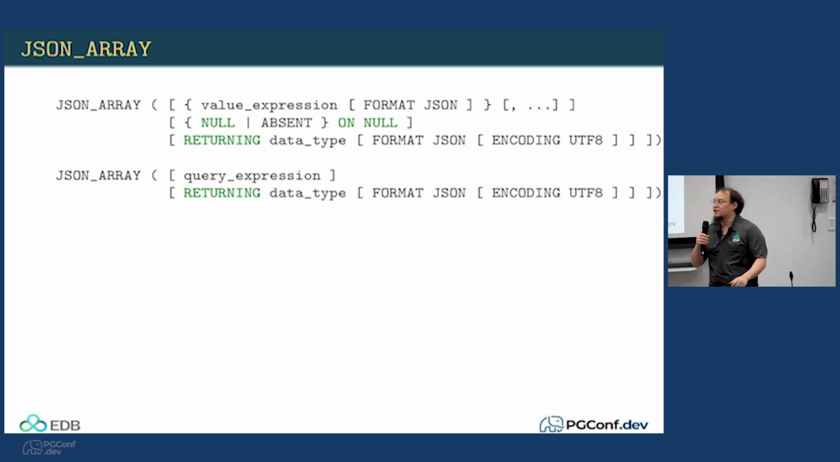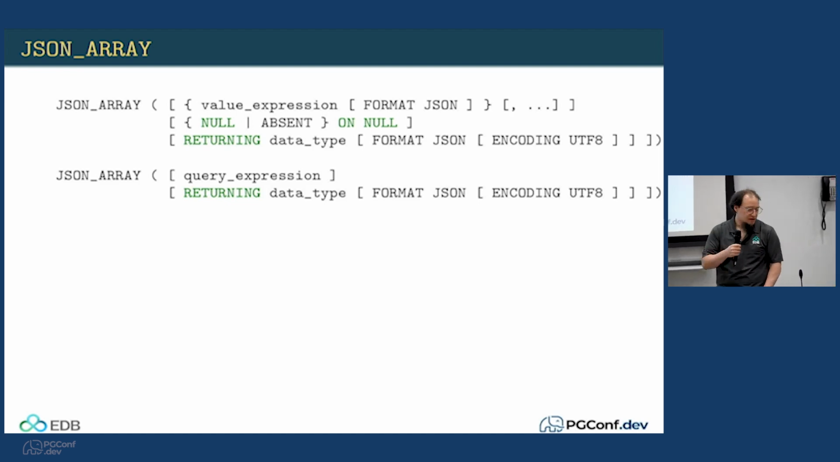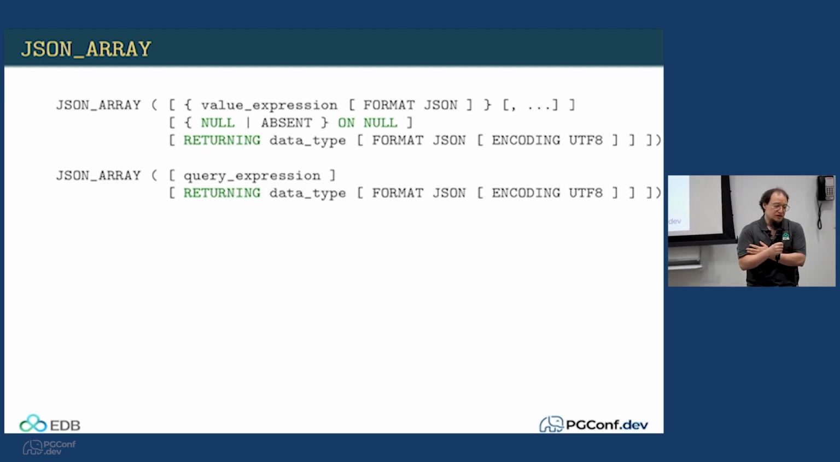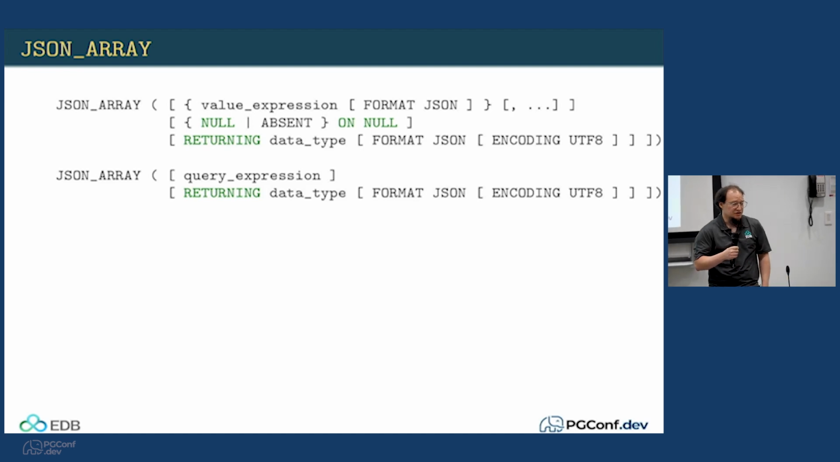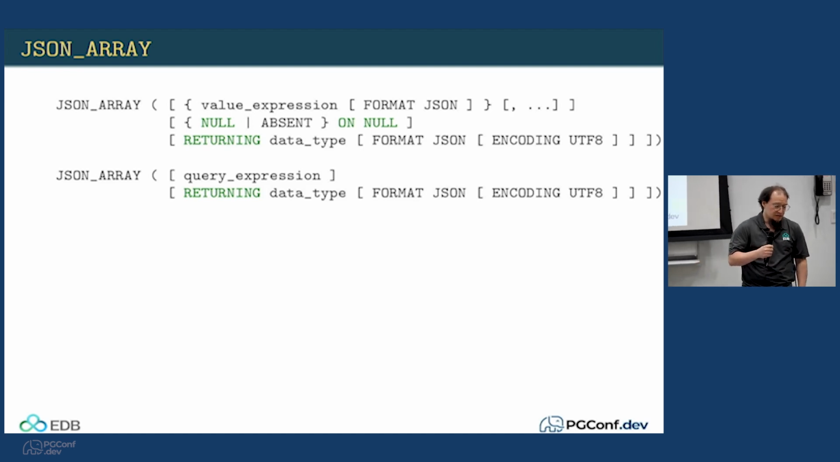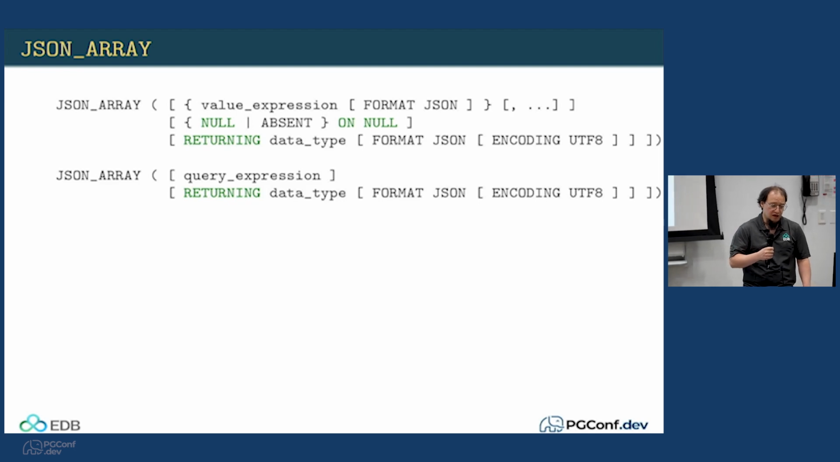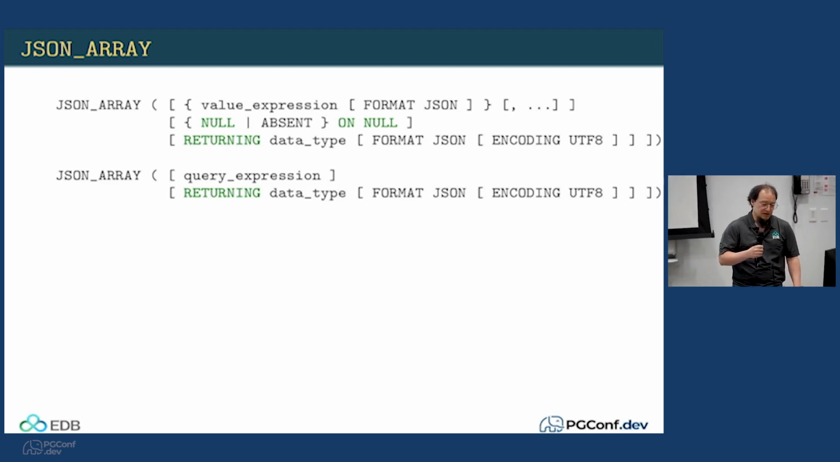The first one is JSON array. This is the simplest one. So I am going to take that as an opportunity to explain the clauses in there also. So we have JSON array, open parens, value expression, optionally format JSON, and this could be repeated a number of times. Have the clause null on null or absent on null, and finally returning data type, close parens.